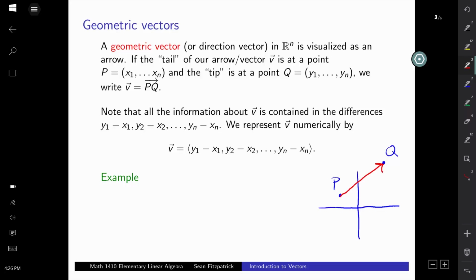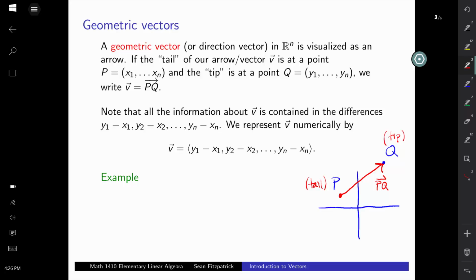So you draw a vector from a point P to a point Q, and if these 2 points are specified, the notation we would use is to put a little arrow over the letters PQ to indicate that we're talking about a vector here. So this is the idea of a geometric vector. You think of this arrow, and all the information about this arrow is contained in the coordinates for the 2 points. This point P is sometimes called the tail of the vector. The point Q is sometimes called either the head or the tip of the vector.